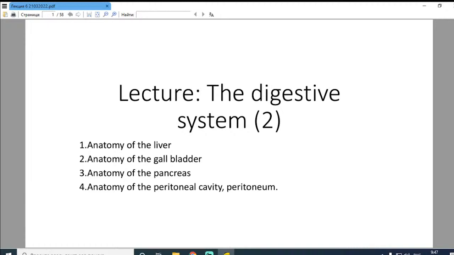Today the topic of the lecture is the digestive system. Next question: anatomy of the liver, anatomy of the gallbladder, anatomy of the pancreas, anatomy of the peritoneal cavity, peritoneum.